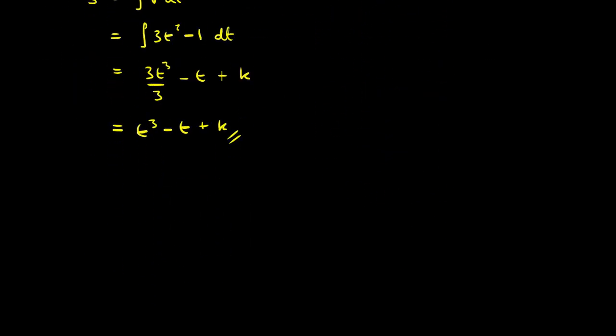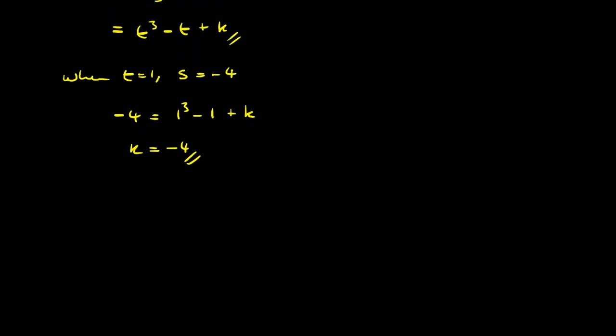I come here and say, when t is equal to 1, the displacement is equal to negative 4. So we can substitute that in. Negative 4 is equal to 1 cubed minus 1 plus k. And 1 cubed minus 1 is 0. So k is equal to negative 4. Therefore, our displacement is given by the equation t cubed minus t minus 4.